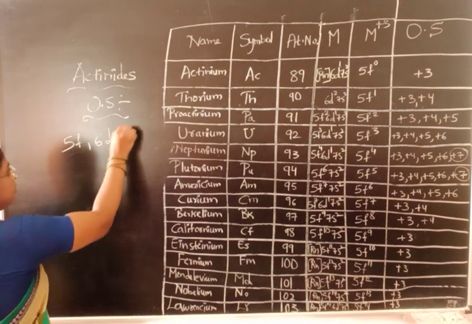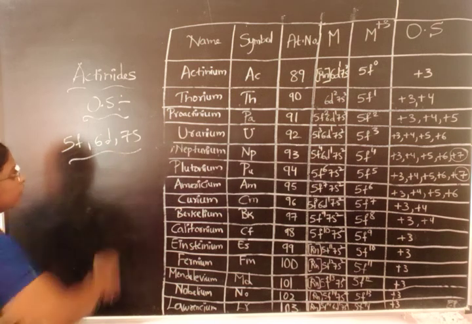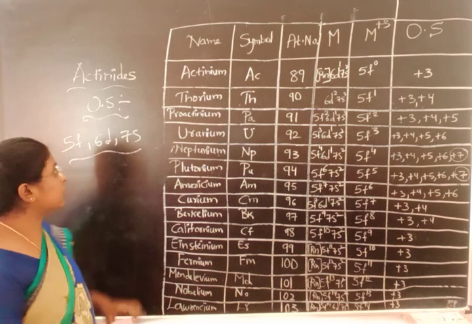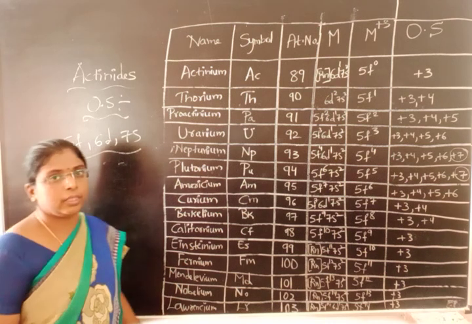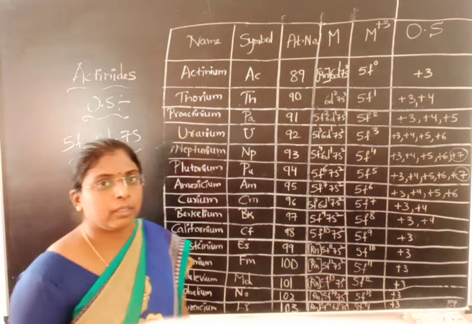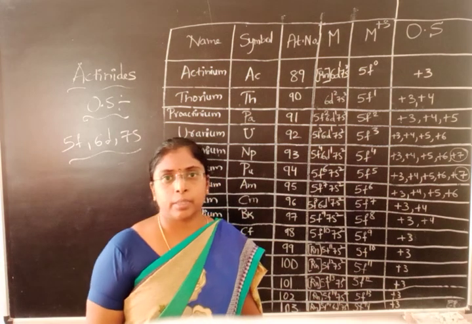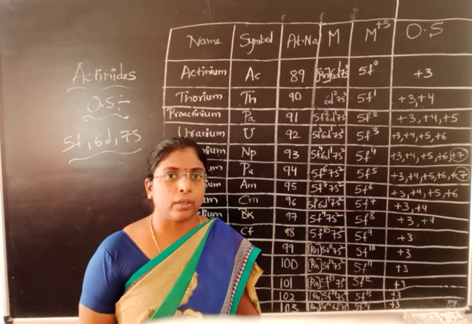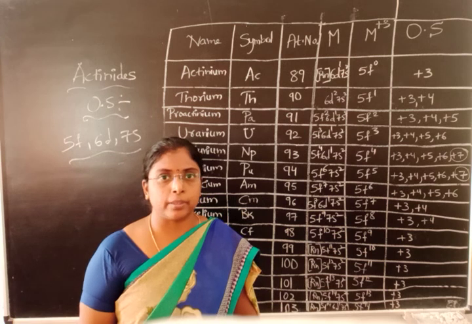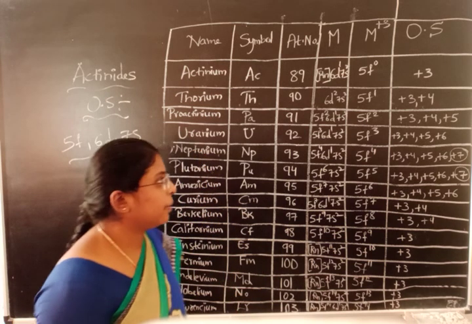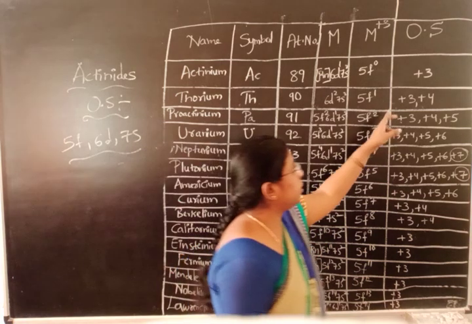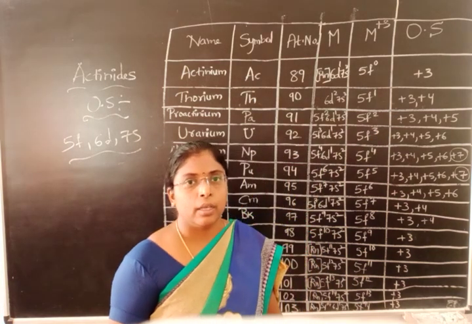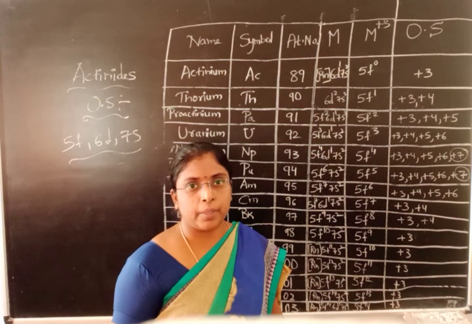The 5f, 6d as well as 7s subshells have comparable energies. They have similar energies. Because of these comparable energies of these three subshells, the actinide elements exhibit variable oxidation state similar to that of the d block elements. In general, all these elements have +3. More compounds are observed with oxidation state +3.